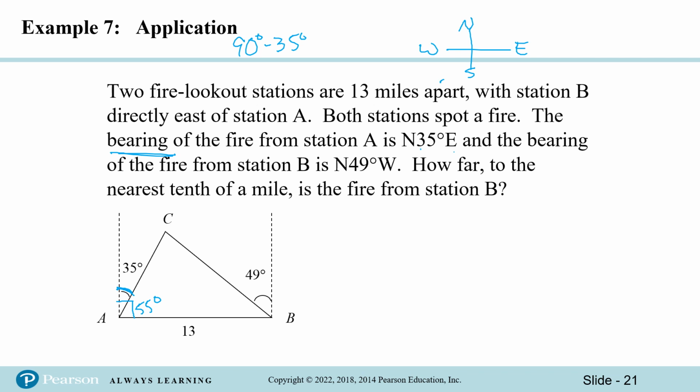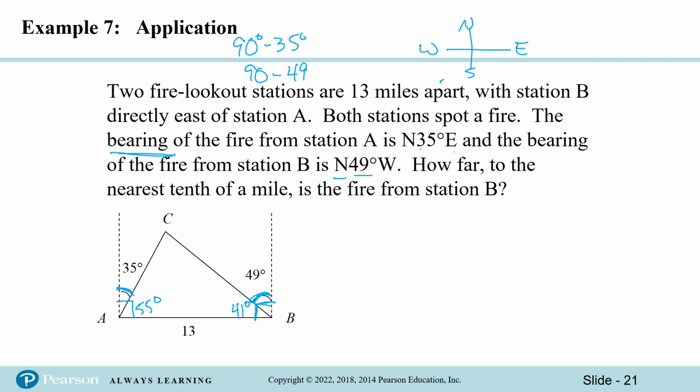And then the bearing of the fire from Station B is north 49 degrees west. Okay, so you would take 90 and subtract, right? This, again, is going to be a right angle here. Subtract your 49, and you end up with 41 degrees. So we know 2 angles and a side. When you know 2 angles and a side, you can use the law of sines.